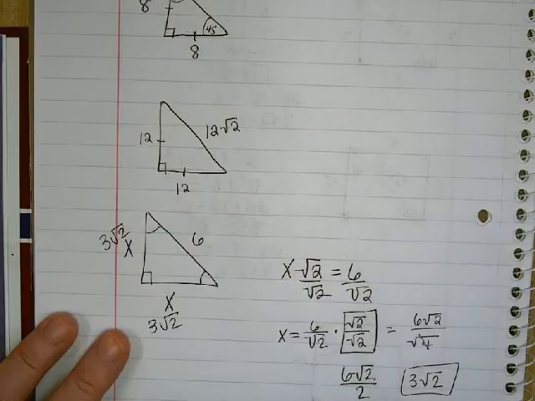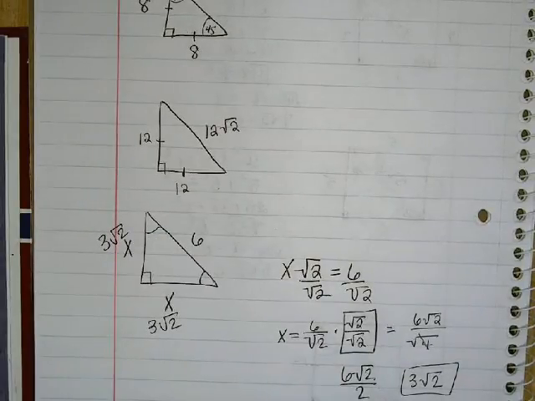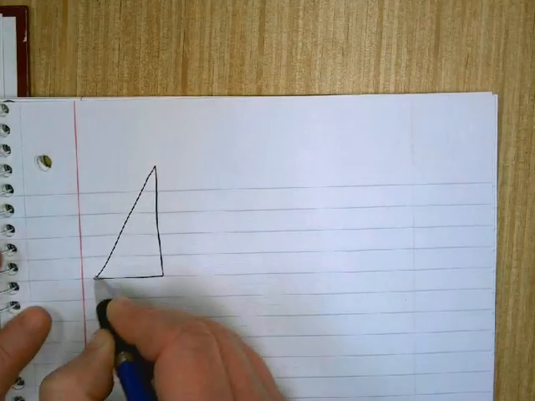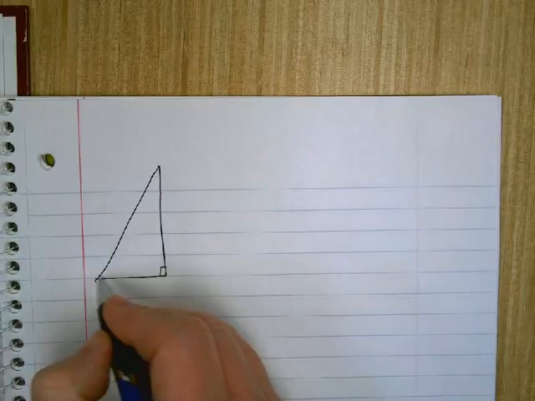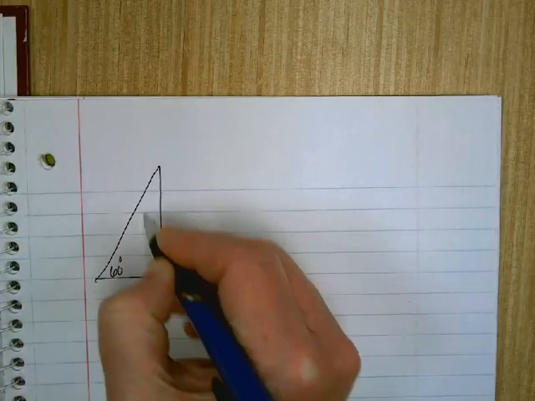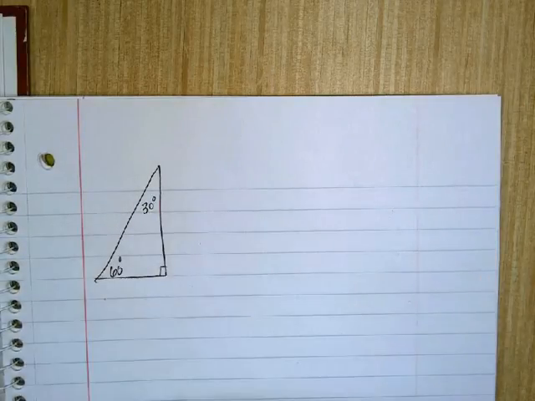Okay? That's all 45, 45, 90. Everybody good on that? Okay. There's another type of triangle. It's called a 30, 60, 90.